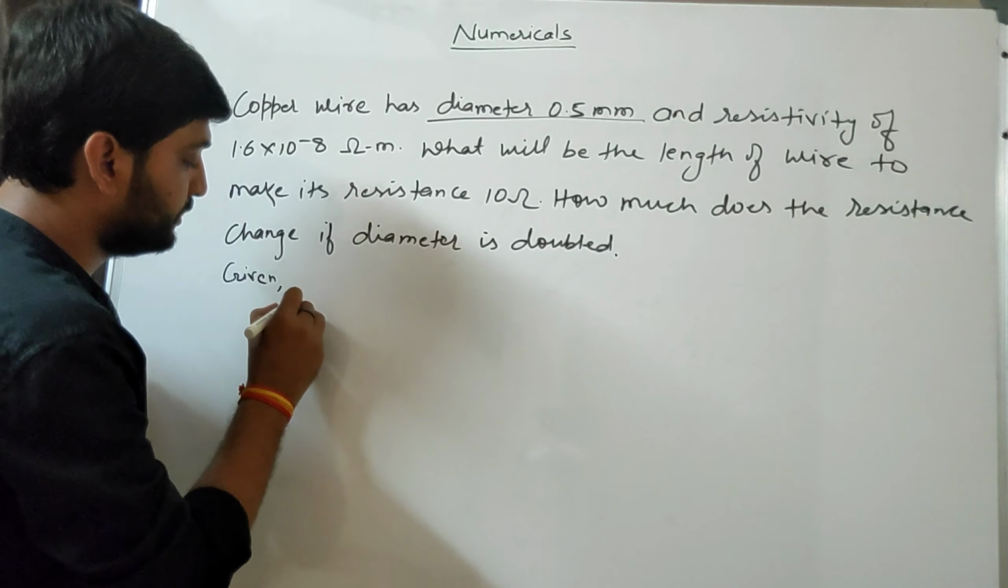0.0005. This is the radius. Therefore, area will be 22/7 into 0.0005 whole square. Pi r square. R is 0.0005 meter, because it is telling doubling the diameter. We are increasing the diameter, so area is this. Length is nothing, we have already calculated 122.72 meter. And resistivity is 1.6 into 10 to the power minus 8 ohm meter.